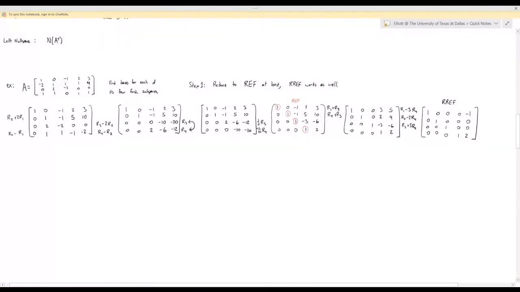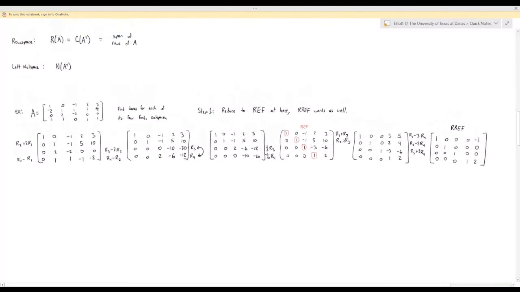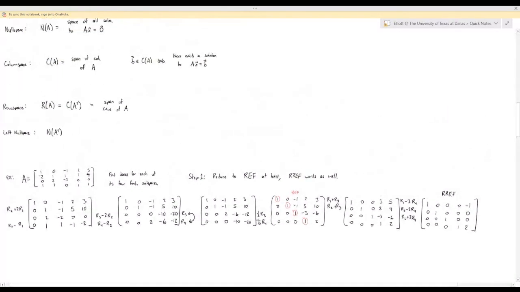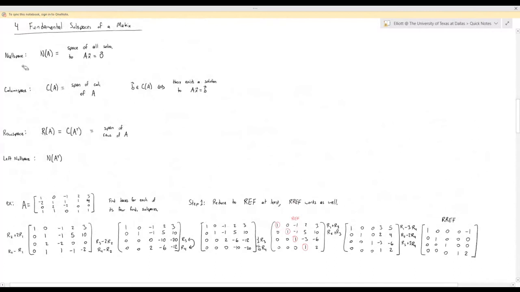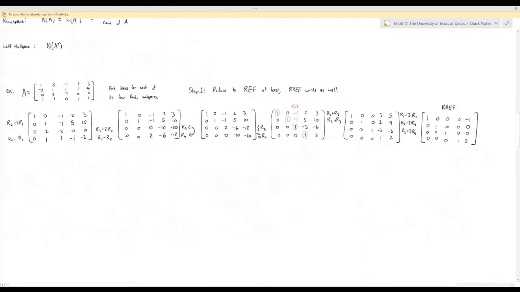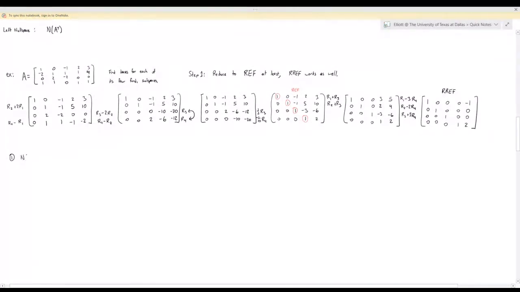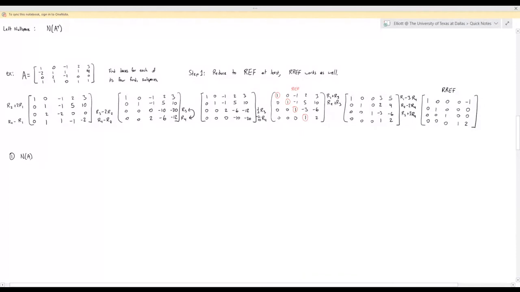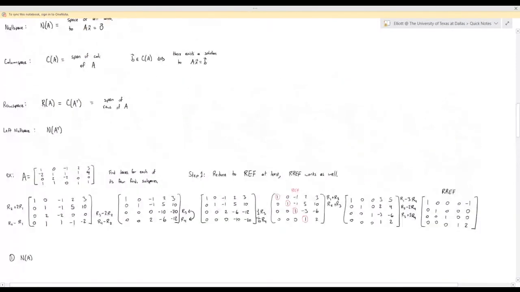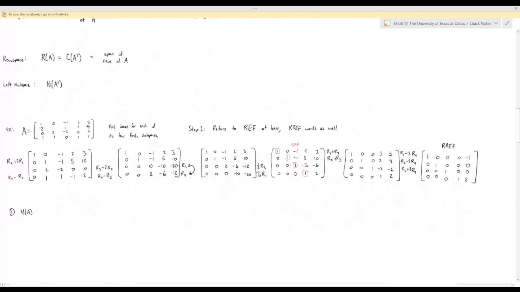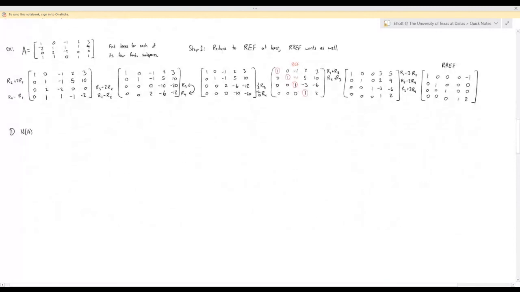So I've reduced to echelon form. So now let's start getting bases for each of the fundamental subspaces. I'm going to start with the null space of A. So the null space is the solutions to AX equals 0. We've already reduced the matrix A.